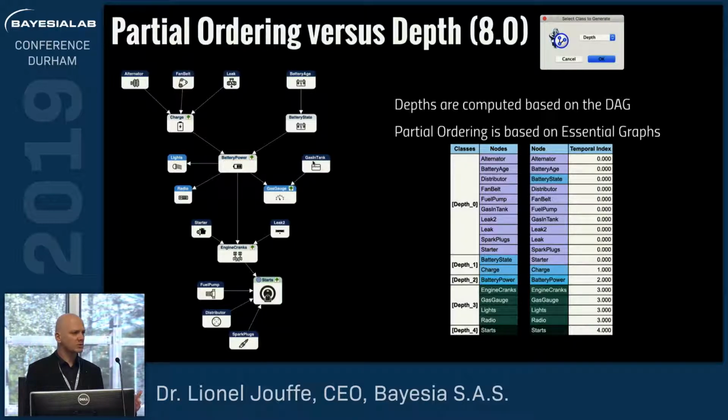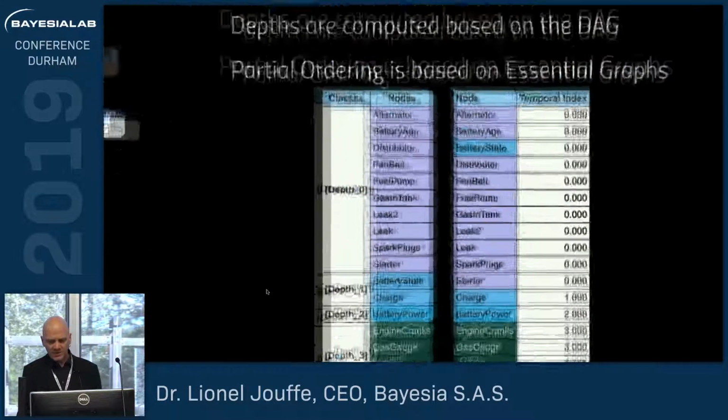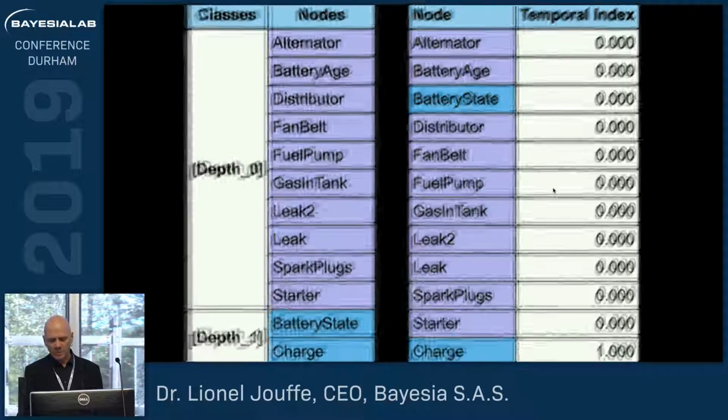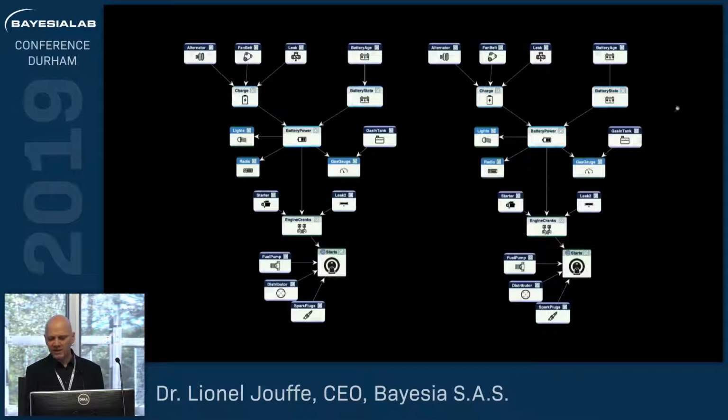The root nodes will belong to the depth 0. Those with at least one parent will belong to the depth 1, and so on and so forth. Right? So at the end of the day, you have stars here that belong to this 4th or 5th layer. But with essential graphs, it's different because, as I said, we are using essential graphs. So in that case, battery states that belong to depth 1 with the other feature here still belong to the order 0 because it's undirected here.